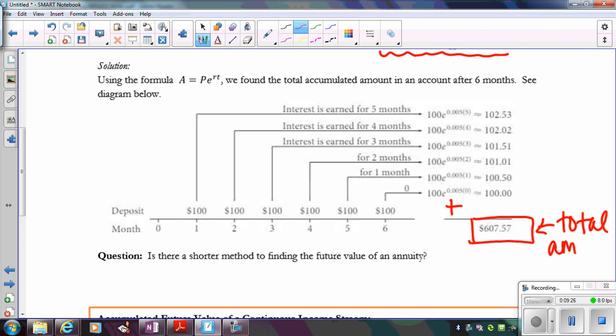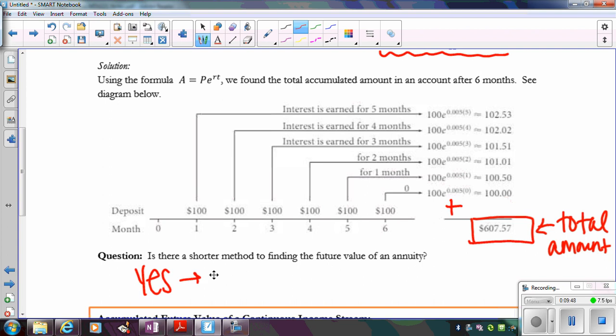So you can probably already think how this could be a nightmare of a problem if, let's say, you wanted to look at 20 years, right, or 100 years. It could be a nightmare because you'd have to find each of those individual amounts and then add them together. So luckily, the question here is, is there a shorter method to finding the future value of an annuity? Yes, there is. We can use integrals.